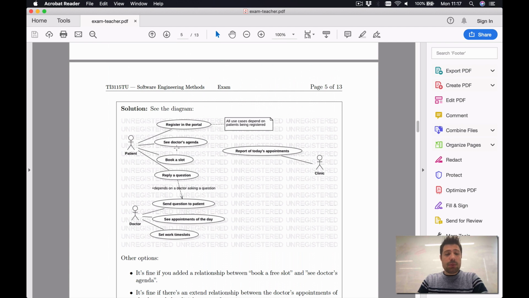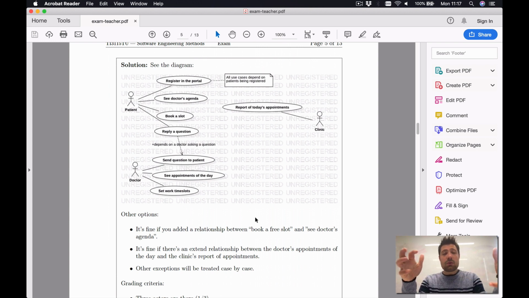I see people putting some relationships in here, like includes and extends, and we accepted those mostly because it really depends on how you see the features being implemented, right? We also see a depends relationship. Most of you noticed that you can only do the rest if you register in the portal. So we could see some depends relationship in there.